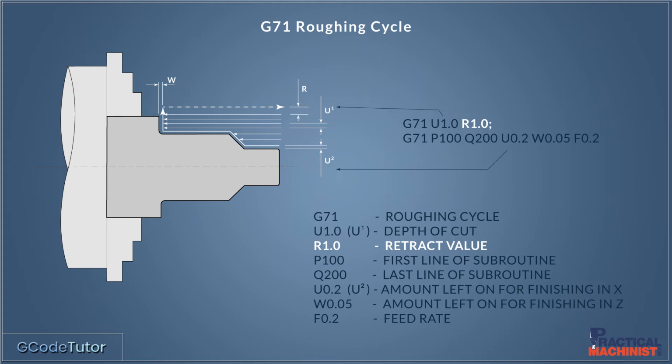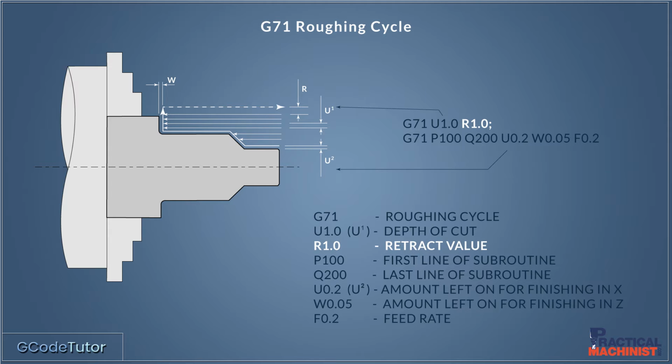Now the next word on this line is an R value. R values can often mean different things within Gcode. Sometimes it may mean radius, but in this case it means retract value. Retract value means the distance the tool retracts from the part when it rapids back to the start before it takes the next cut. So it's the distance that we lay off the tool after we have finished this pass. Again, for the sake of this lesson, I have set this for 1mm.